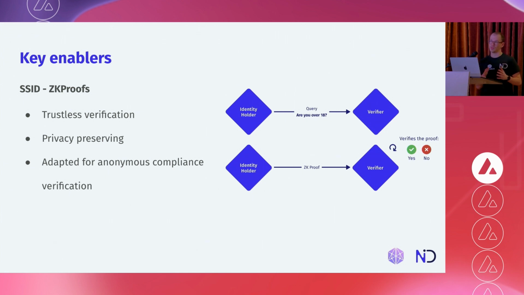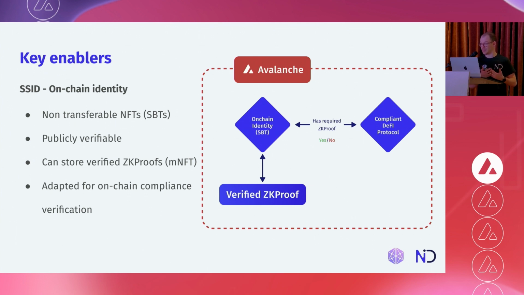So the final component we need to look at is how do we bring all of this on-chain so that the compliance verification can happen at a smart contract level. And there, the enablers are on-chain identities, which are generally represented by non-transferable soulbound tokens, so NFTs. They are published on chain and publicly verifiable. And recently we have technologies that enable us to add properties to these NFTs, in a technology that's called meta NFTs.